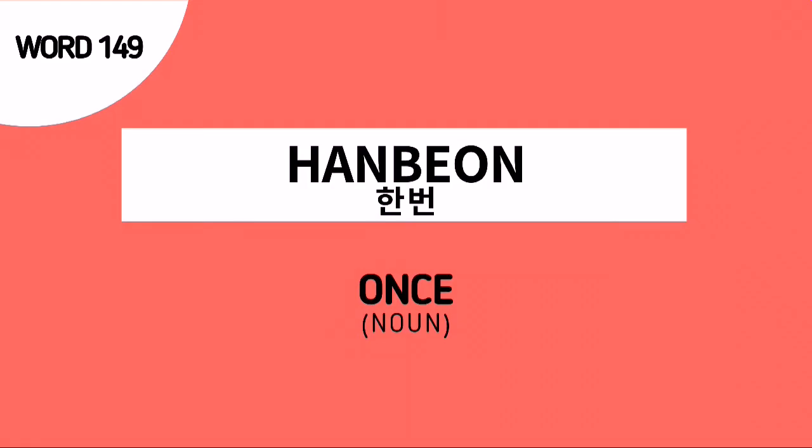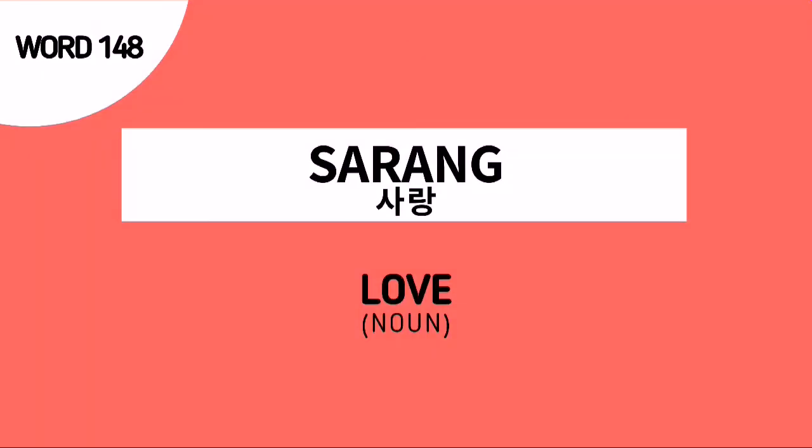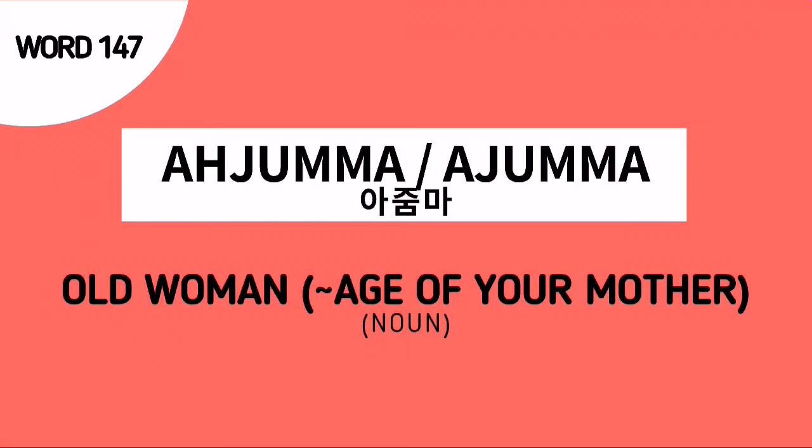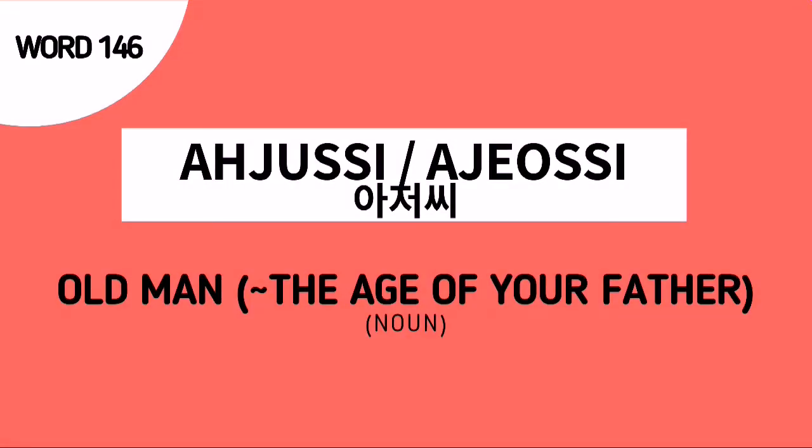Word number 149 is 한번, which means once. Word number 148 is sarang, and this is the Korean noun for love. Word number 147 is ajoma, and this is the Korean noun for an old woman of the same age as our mother. Word number 146 is ajosi, and this is the Korean noun for an old man which is of the same age as our father.